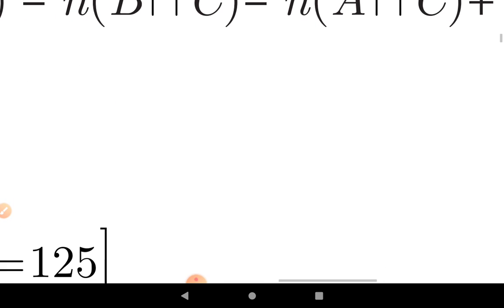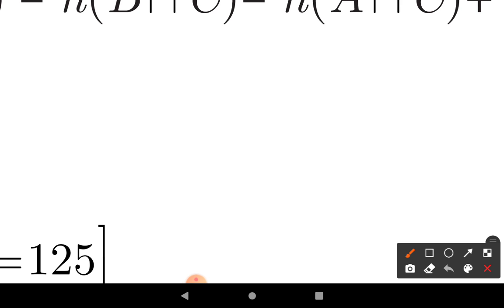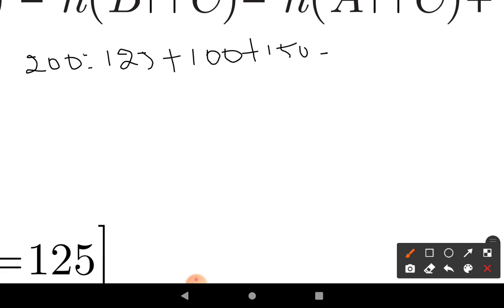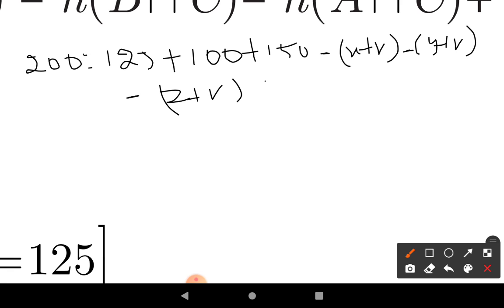Okay, so what I can add, 200 is equal to 125 plus 100 plus 150 minus, so x plus r, minus y plus r, minus z plus r, so right within the bracket, and plus r, that A intersection B intersection C. Now this 200 is equal to, when you add this all, you get 375.